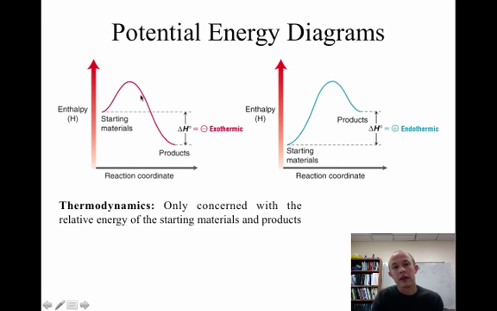And this is essentially a much prettier picture of what I just showed. So if the starting materials are higher in energy than the products, in terms of enthalpy, all we're going to be considering is the relative energies of the starting materials and the products. This would be an exothermic reaction that released energy. This would be an endothermic reaction that absorbed energy because the products are higher in energy than our starting material. So for thermodynamics, all we care about is the relative energies of the starting materials and the products. Are the products higher in energy than the reactants? Are the reactants higher in energy than the products?